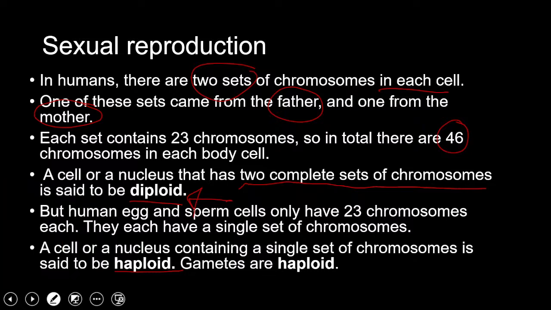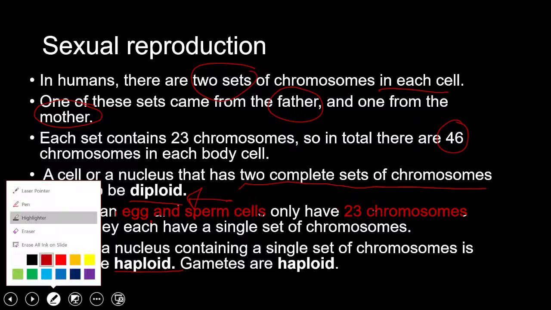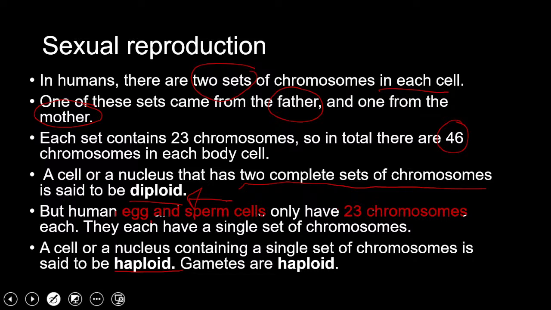It is only an egg and a sperm that have 23 chromosomes. Please note that every other cell is diploid. The other cells of the body are called somatic cells, so all cells except egg and sperm cells.